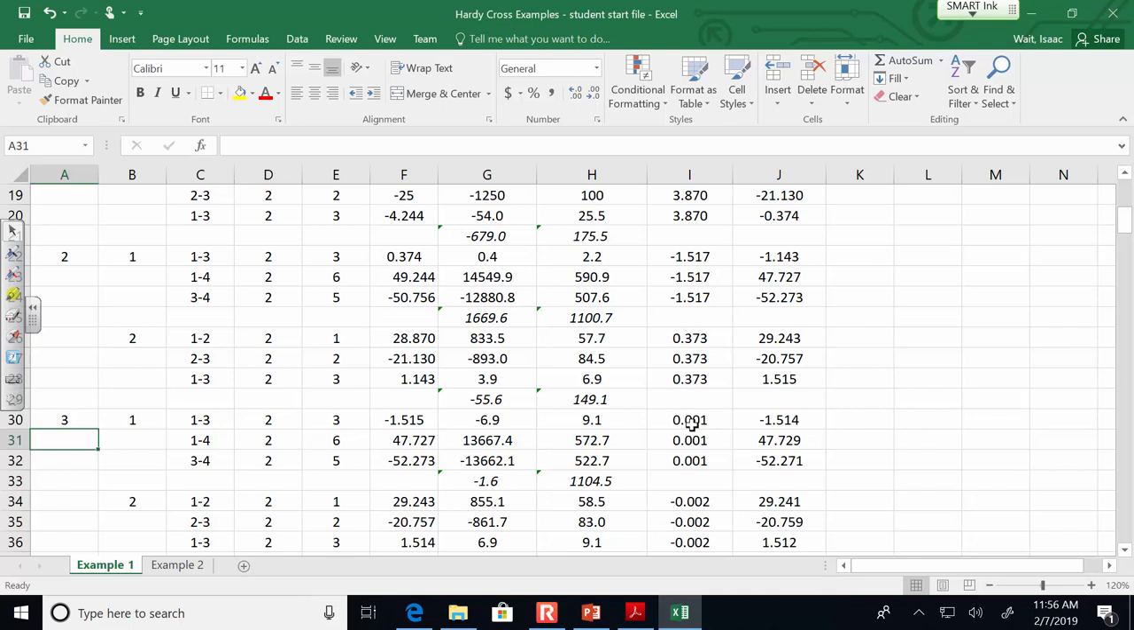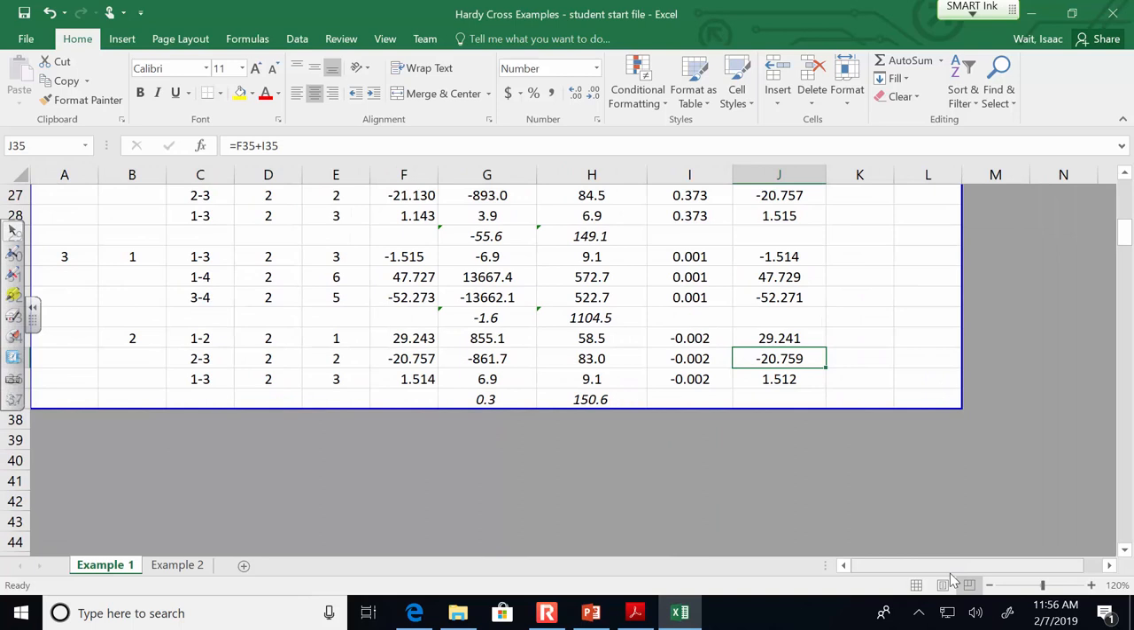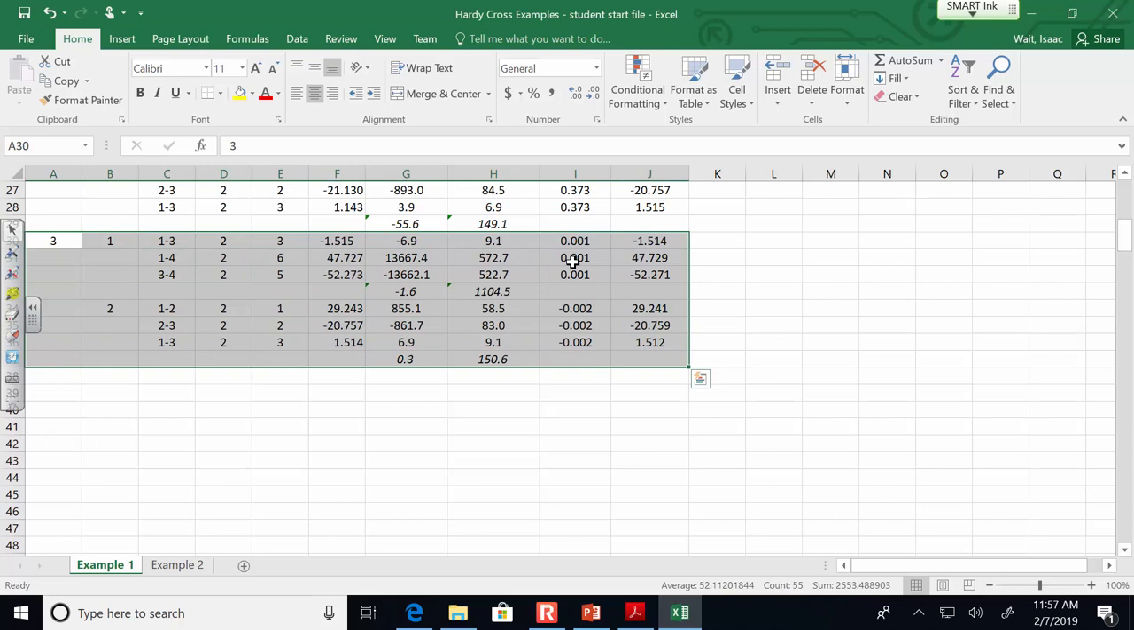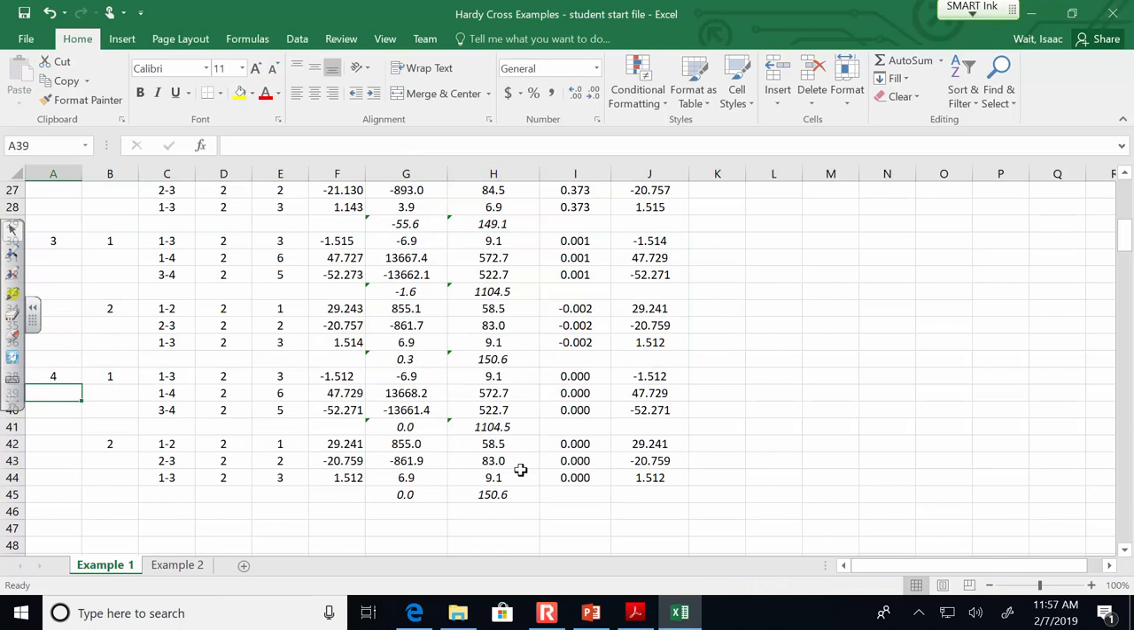So now we have improved guesses of the flow rates. The changes are getting smaller, probably small enough where I don't necessarily care if the flow rate is 20.757 or 20.759. We're basically converged, but just to get some more practice of that copy-paste approach, let's copy the third iteration a fourth time. All we have to do is call that iteration 4 and look at how these correction factors are down to 0. So this is the final answer.